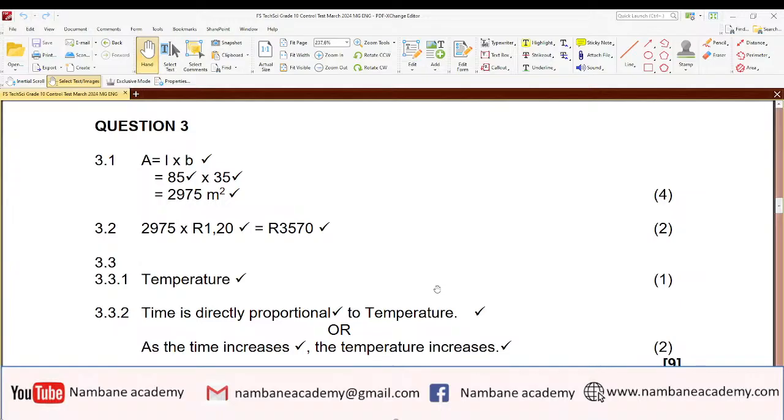At 3.1, calculate the area of the field. For the area of the field, ladies and gentlemen, area is length multiplied by breadth, 1 mark for the correct formula. The substitution of 85 meters, 1 mark. Substitution of 35, 1 mark. And the answer, ladies and gentlemen, with the correct SI unit, 1 mark. And the answer should be 2,975 meter squared.